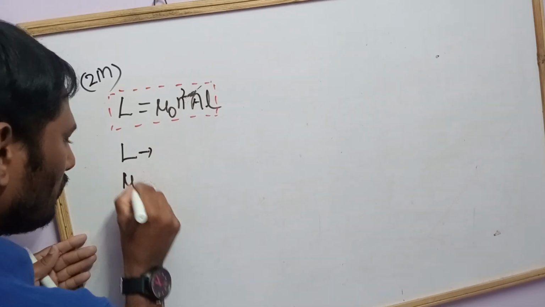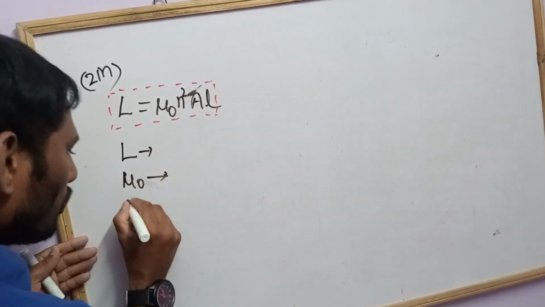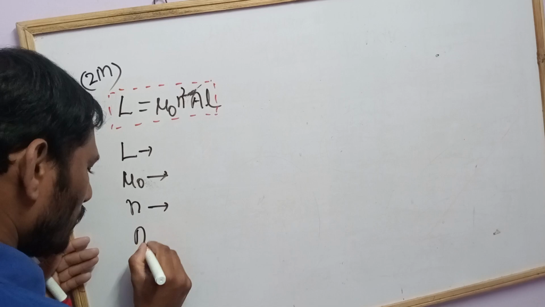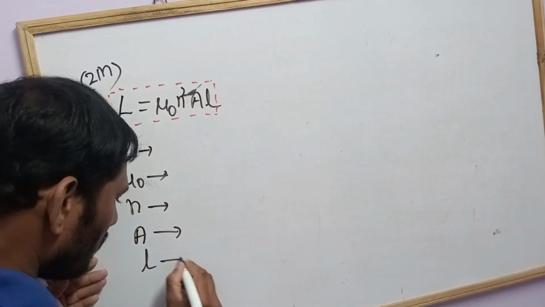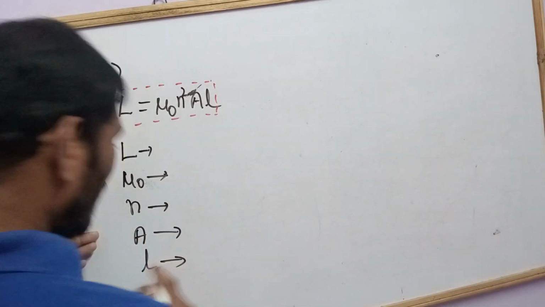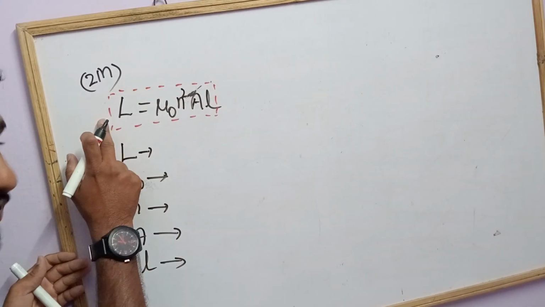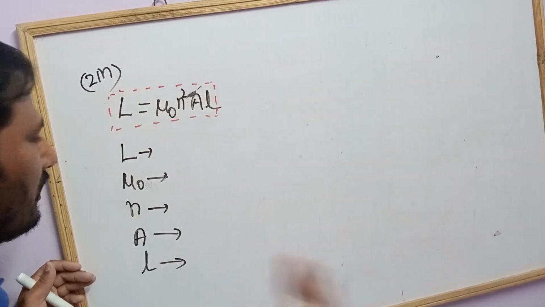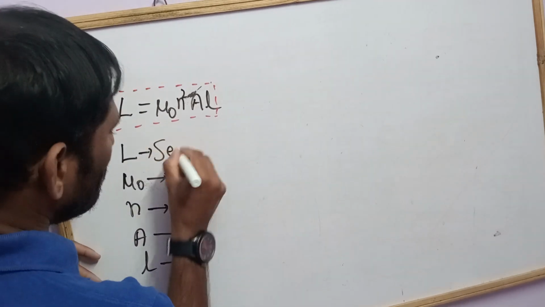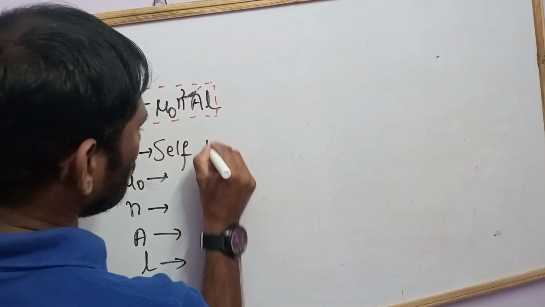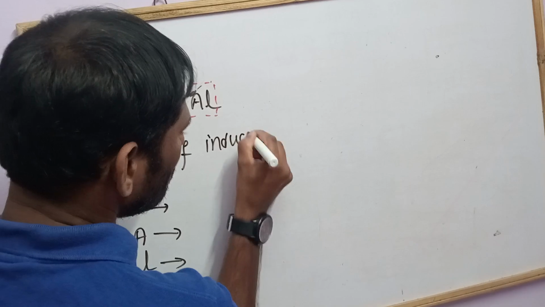You can just define or explain the terms. What is L? What is mu naught? What is N? What is A? And what is l? Here there is capital letter L and small letter l. Capital letter L means it is self-inductance. Small letter l is the length of the coil. So capital letter L is self-inductance.